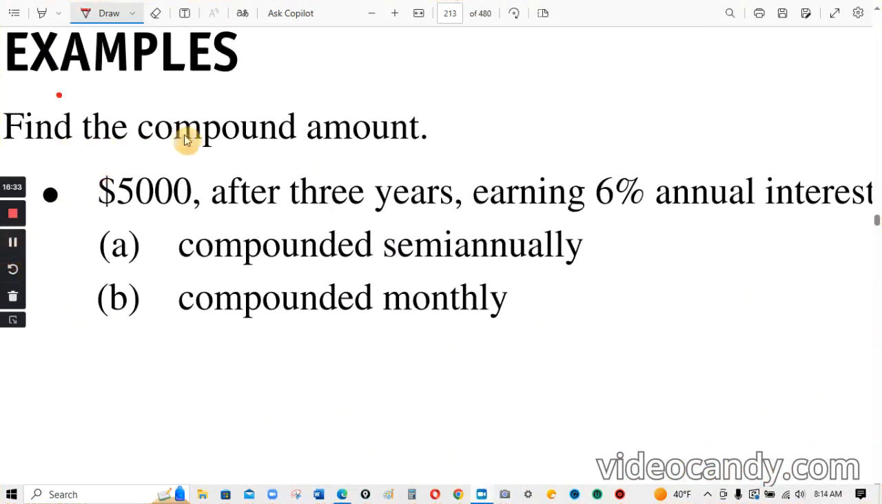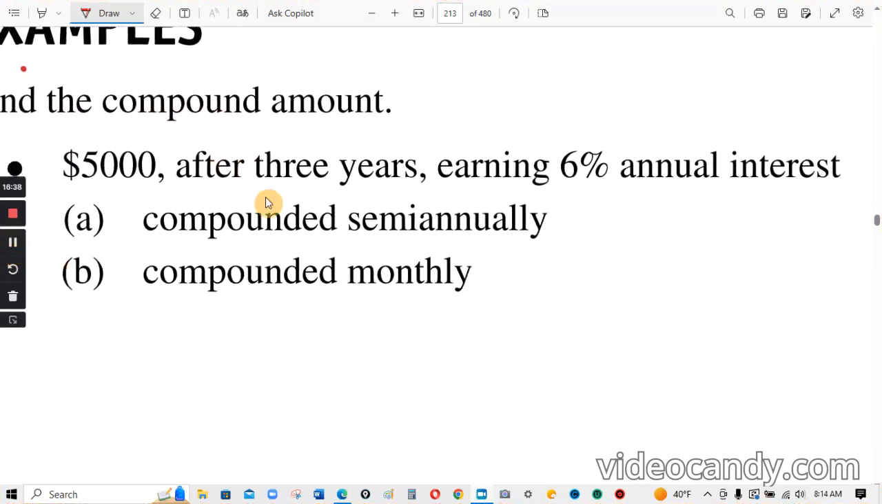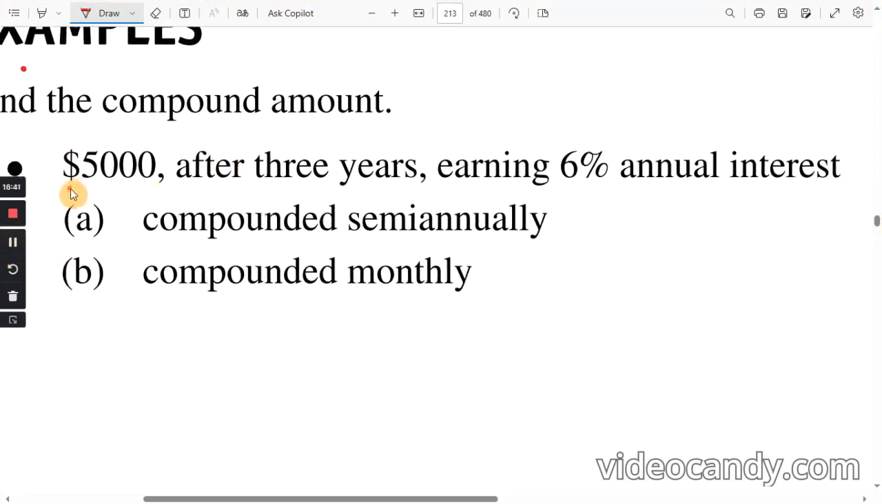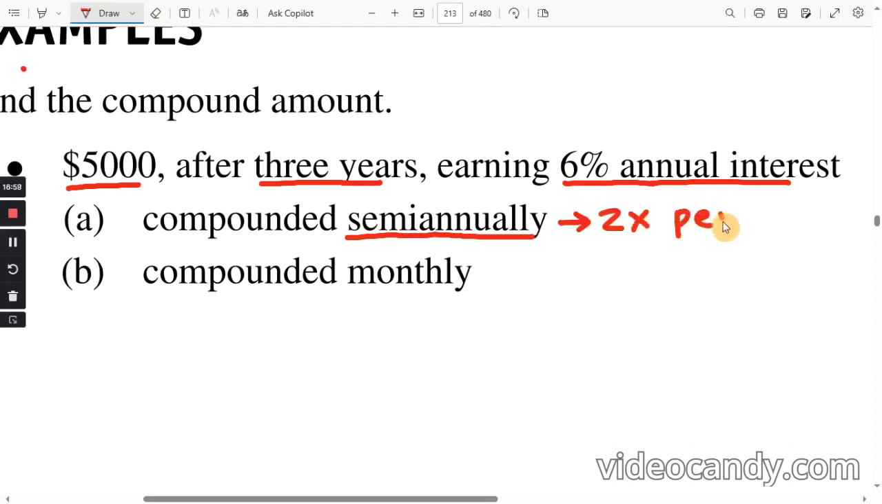All right, example 1, find the compound amount. Here we are doing $5,000 after 3 years, 6% interest, compounded semi-annually. Semi-annually means 2 times per year. And monthly, of course, that means 12 times per year.